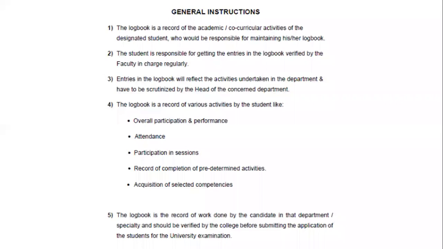Then there are general instructions which are given to the students. Again, if you look at it, what the logbook contains is given here. And then the logbook is a record of work done by the candidate in that department and should be verified by the college before submitting the application for the students to the university. So these are general instructions that are given.